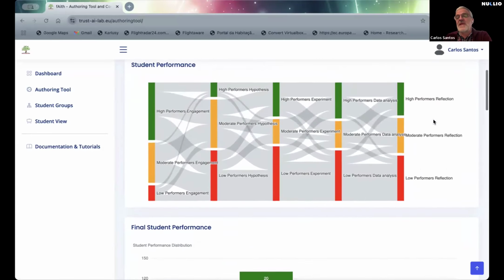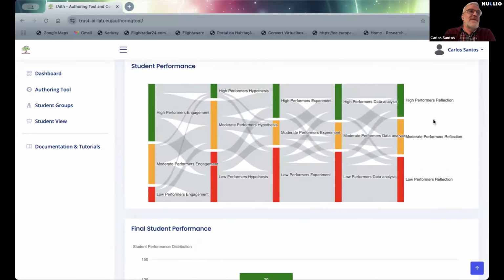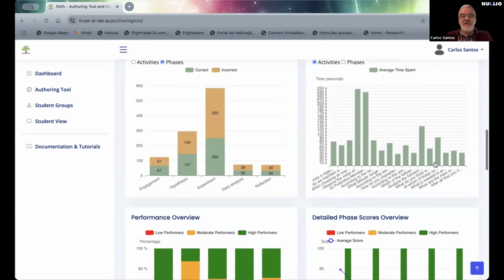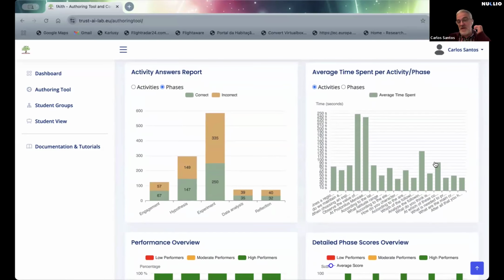Of course, some of this has to do with the difficulty of the questions that are asked, and some of them are probably just clickers, students who click randomly and mess things up. We don't want that. But you see there is lots of information here about what the students did.